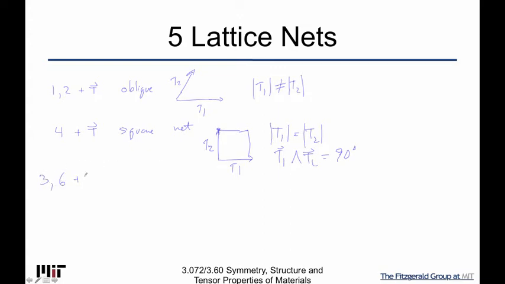3 and 6 added to T produces hexagonal. I'm losing resolution here, so maybe I won't draw it, you know it. T1 equals T2, and T1 angle with T2, if you pick the smallest angle, it's going to be 60, but you could equally look at it as 120. It gives you the same pattern at the end of the day.